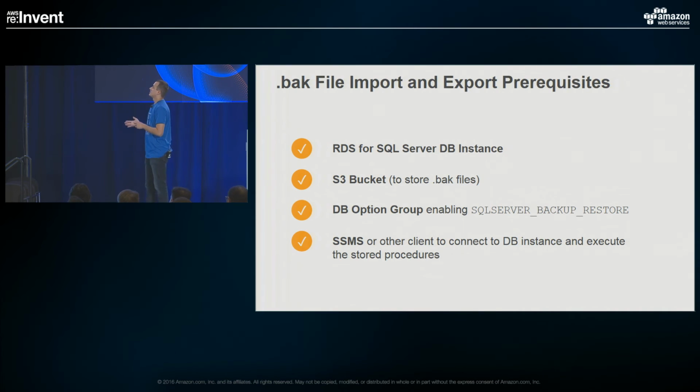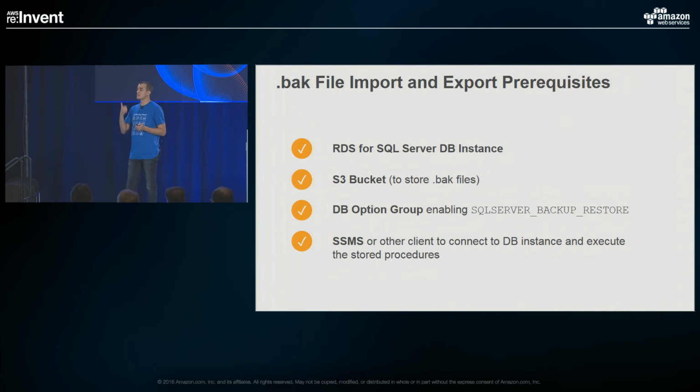So to use native file import and export capabilities using backup files, you have a couple of prerequisites. The first one, and I know it's obvious, you need the actual RDS SQL Server database instance. You also need an S3 bucket. Remember, RDS doesn't actually give you access to the file system. So you'll be interacting and retrieving or loading the files through an S3 bucket.